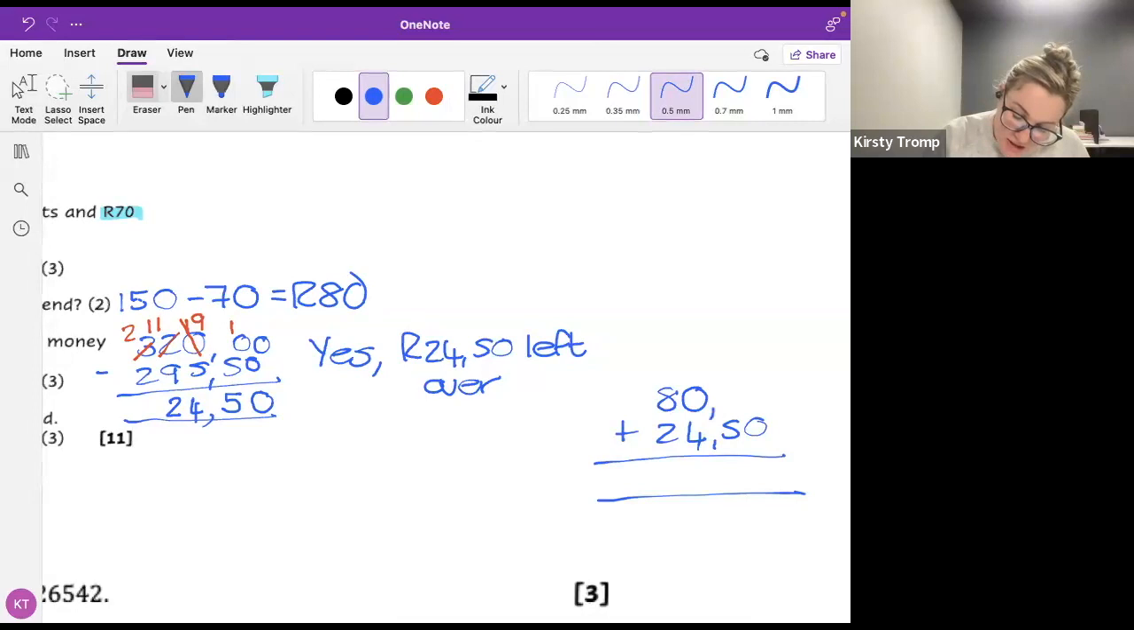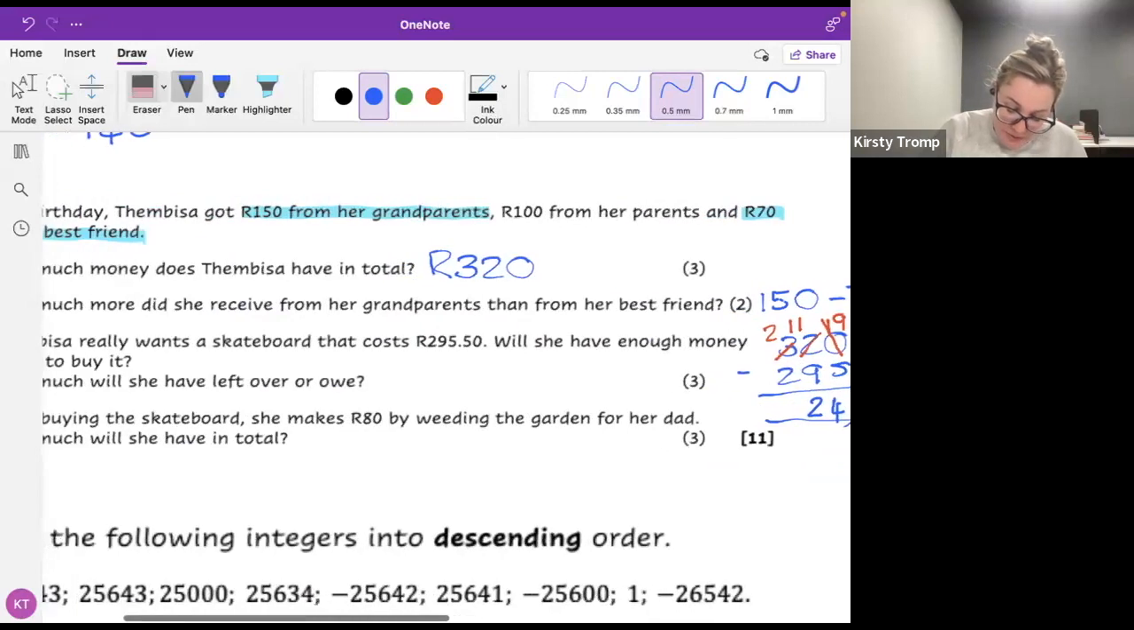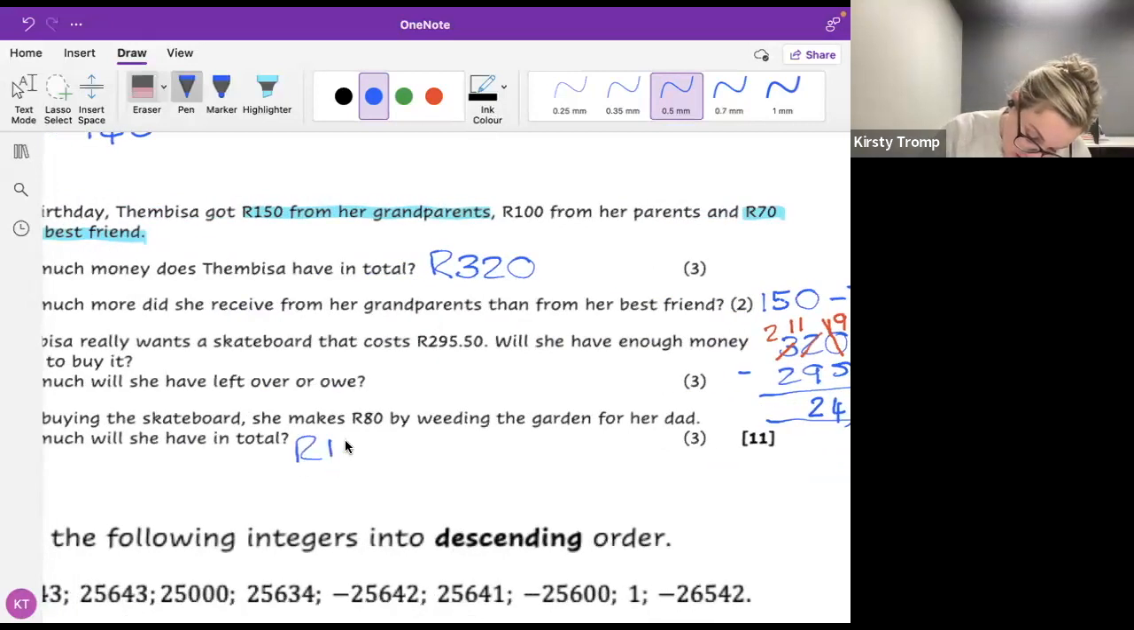Thank you so much, Jaden. So I'm going to go put my double zeros there. 0 plus 0 gives me 0. 0 plus 5 gives me 5. And I put a comma. 0 plus 4 gives me 4. 8 plus 2 gives me 10. Well done. So Jaden got 104 rand 50. Well done, Jaden. Thank you very much for the help. So 104 rand 50.